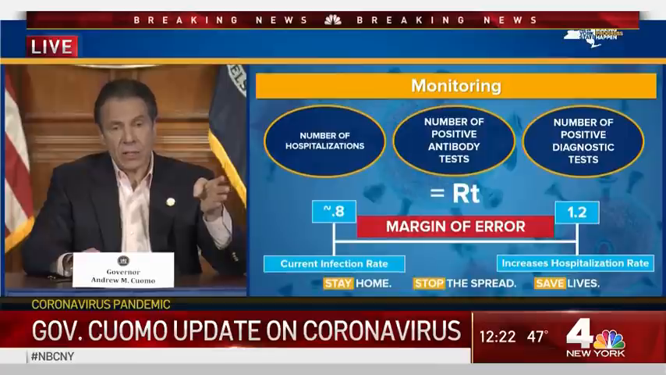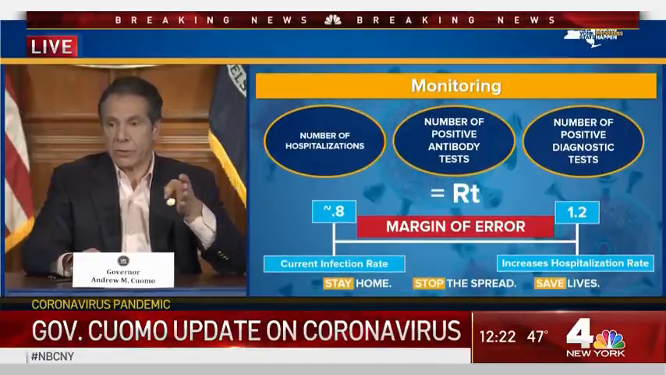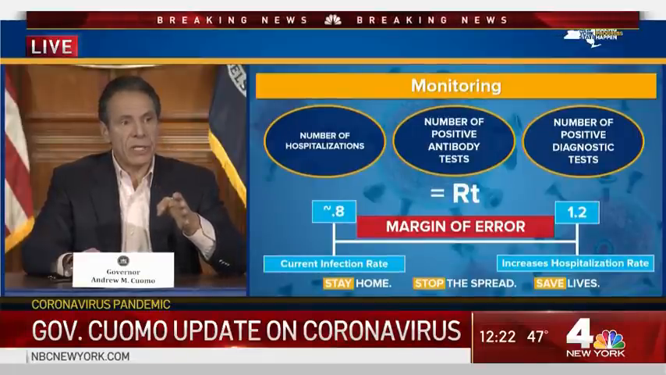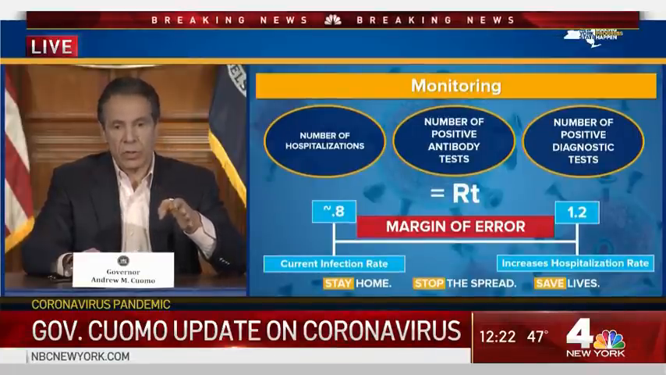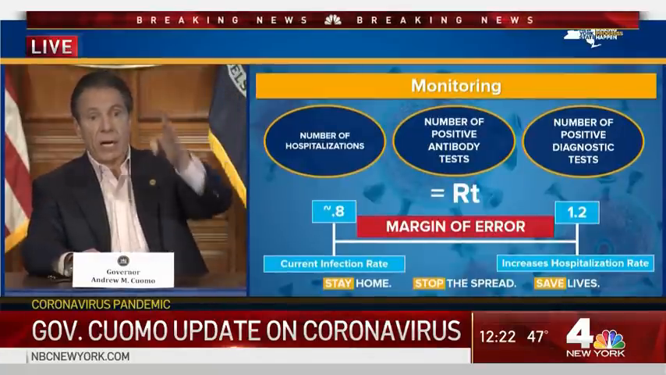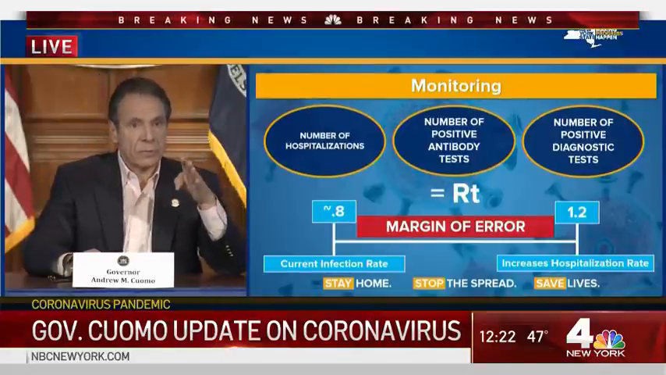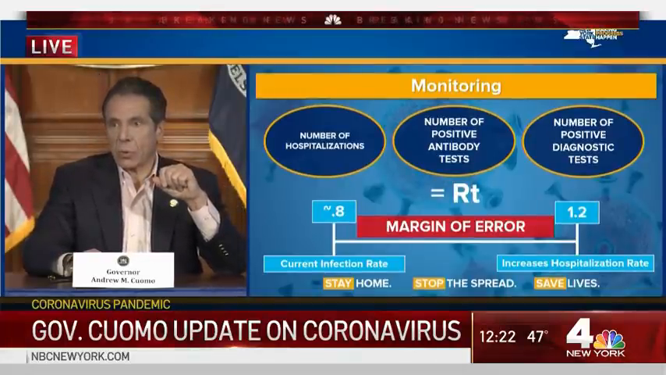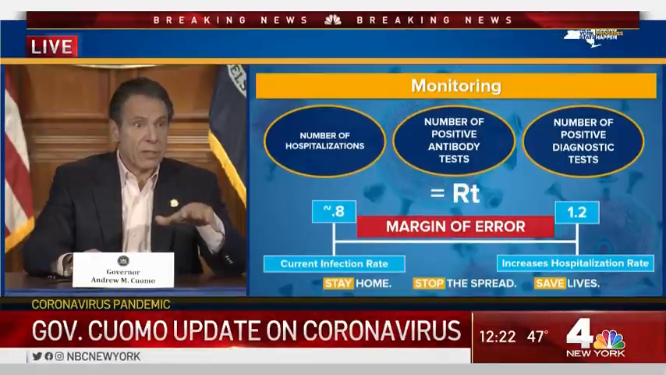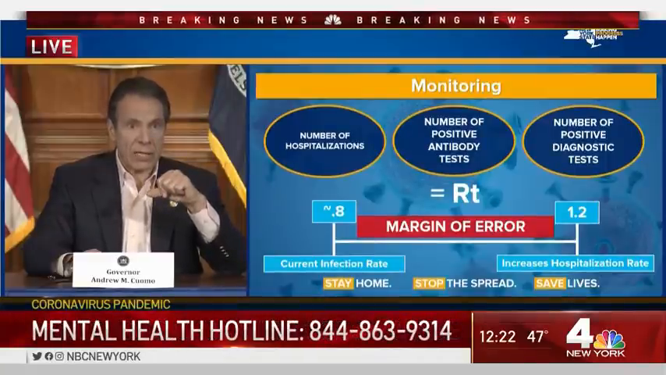You cannot go above 1.2. At 1.2, you see that number go right back up again. And we'll be sitting here talking about showing you a chart that showed up, down, and then up again. That's what happens if the rate of transmission gets to 1.2. So this is the balance that we collectively need to strike.